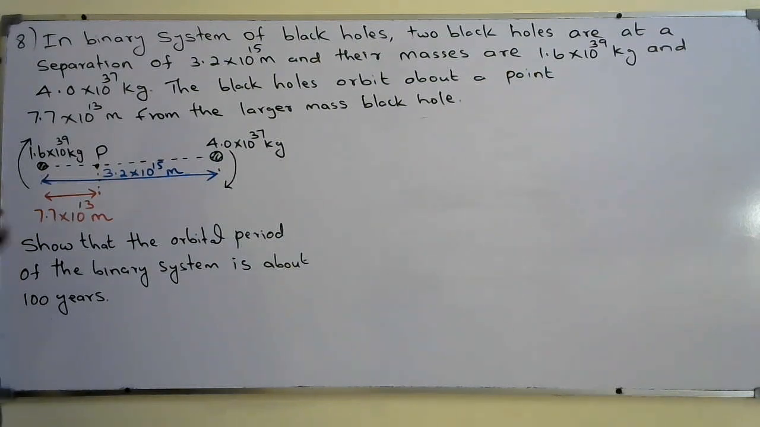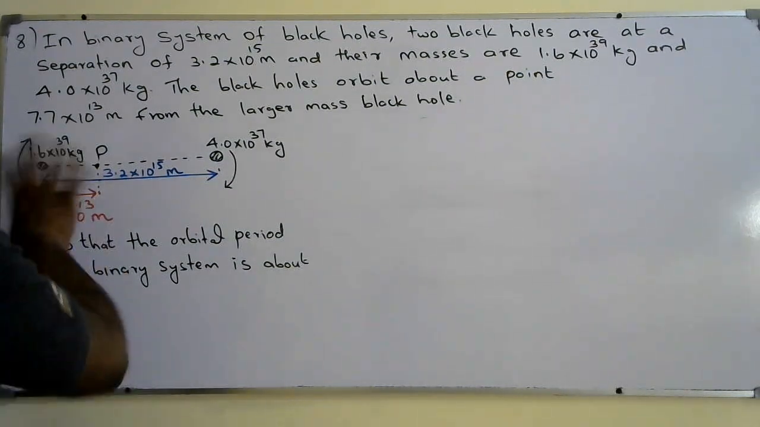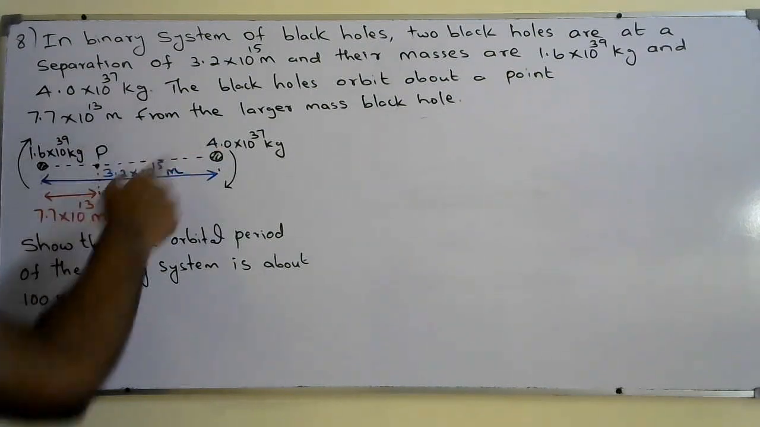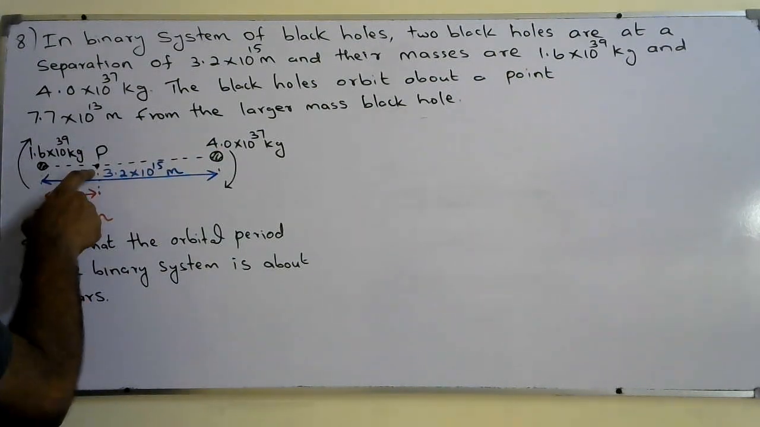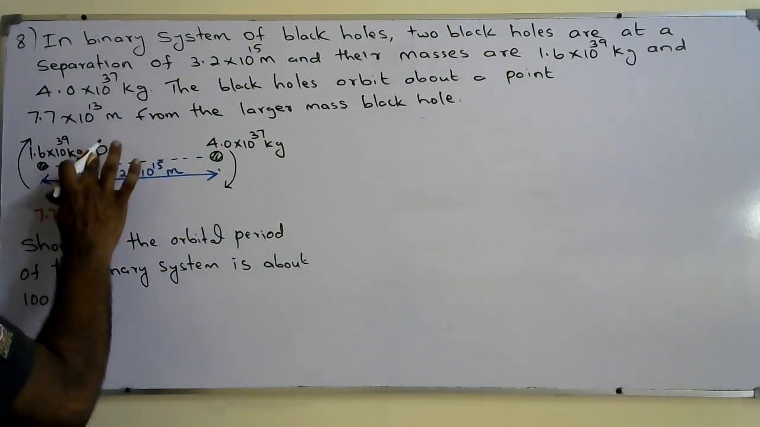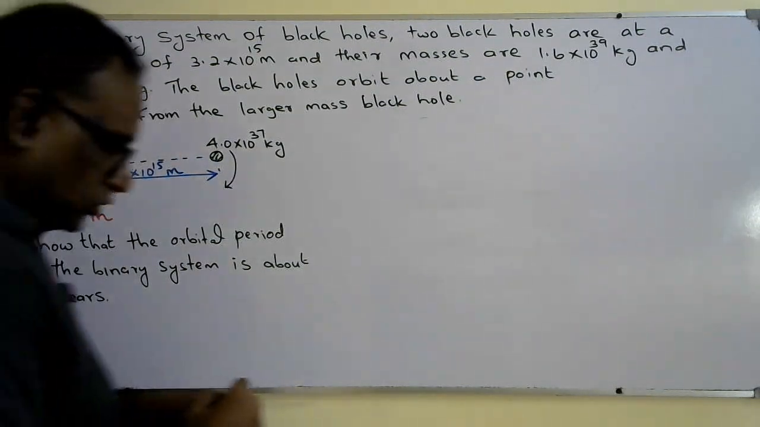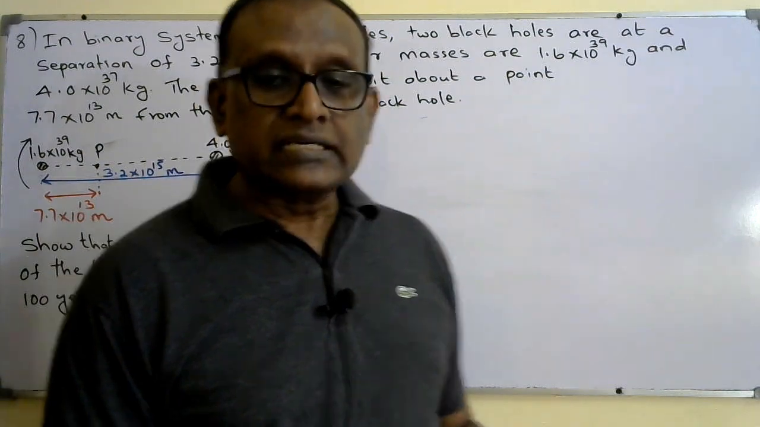So they are orbiting about point P, right? Show that the orbital period of the binary system is... both will have the same period. This will orbit about point P, and this also will orbit about point P. Both will have the same period of circular motion. So if I know that, I need to find the time period. How can I find the time period?